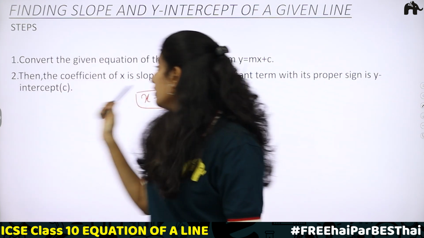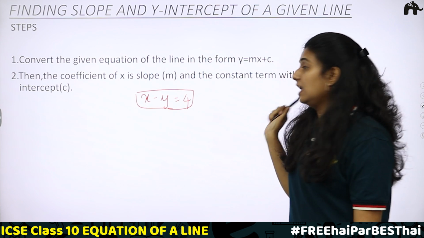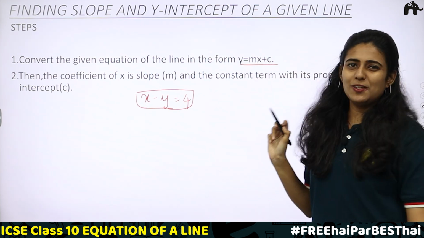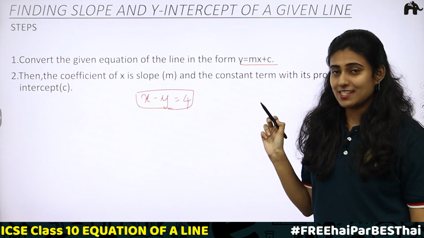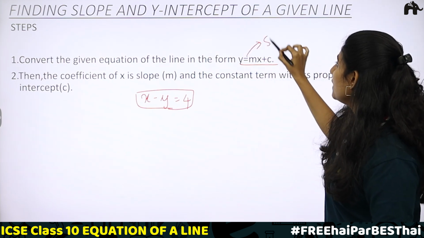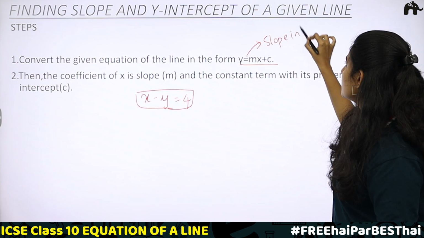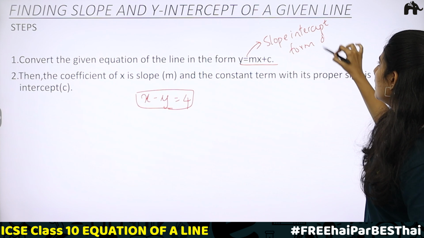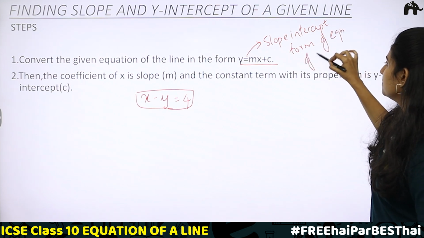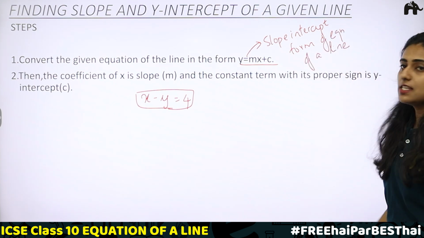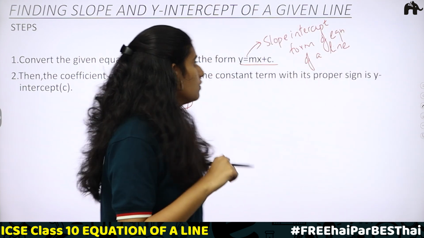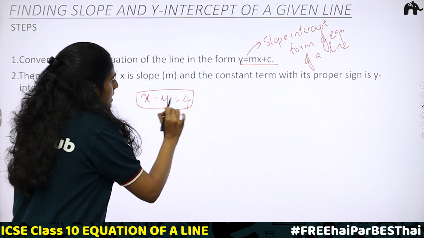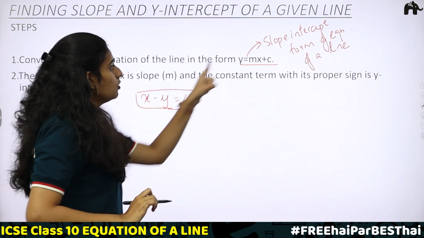First step is we have to convert the given equation of the line into the form y is equal to mx plus c. What is y is equal to mx plus c? We have studied in the previous class. Yes, it is the slope-intercept form of the equation of a line. We will be having the value of slope and the intercept here. Now, here we have x minus y is equal to 4. We are going to convert it into this form.